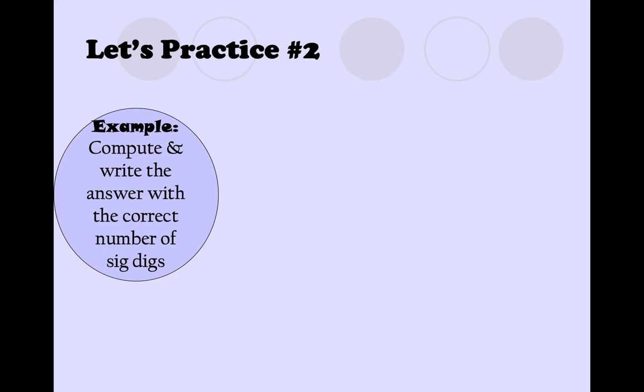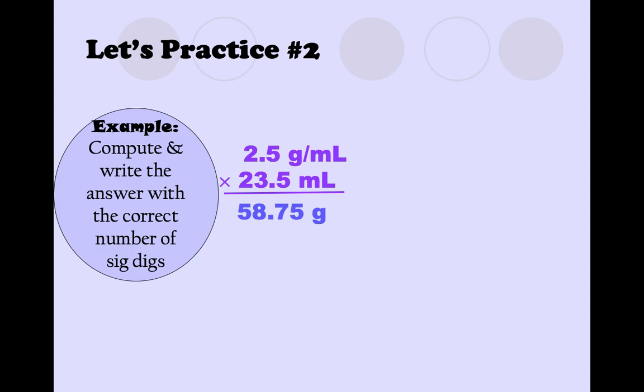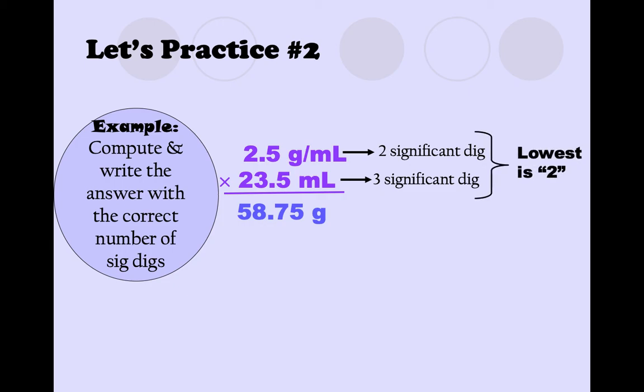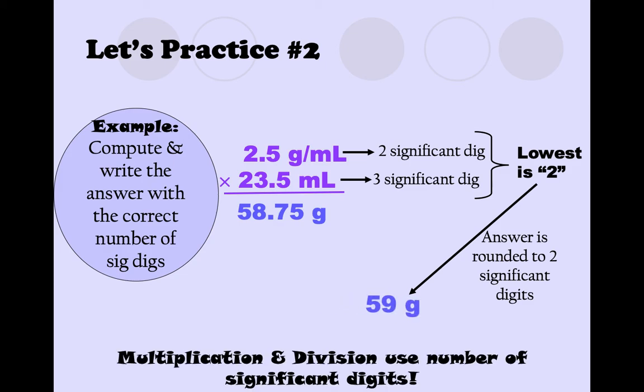So let's look at a second example. So here I have 2.5 grams per milliliter times 23.5. This is what I get for an answer. I'm doing multiplication. And so what I care about is the number of significant digits, not decimal places. So my first input has 2, my second one has 3. I pick the lowest. So 58.75 rounded to 2 significant digits would be 59 grams.